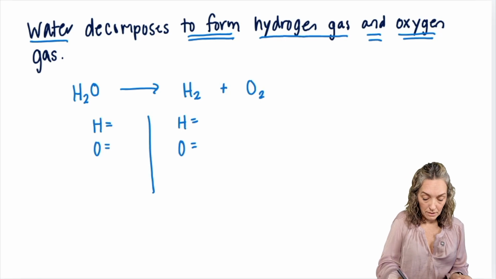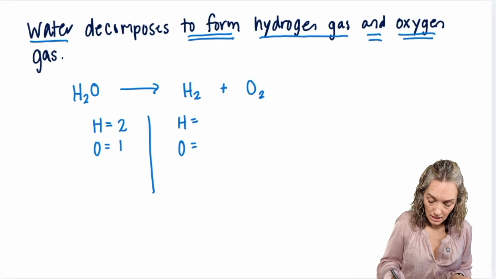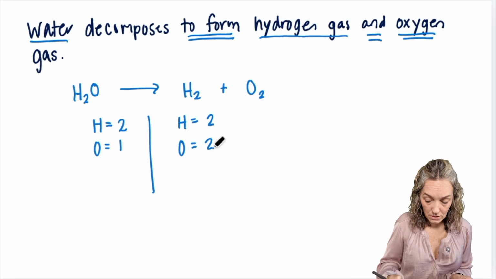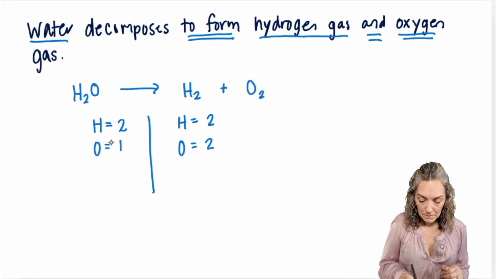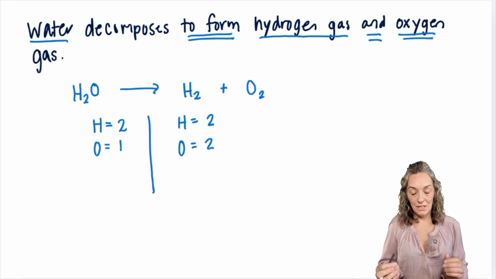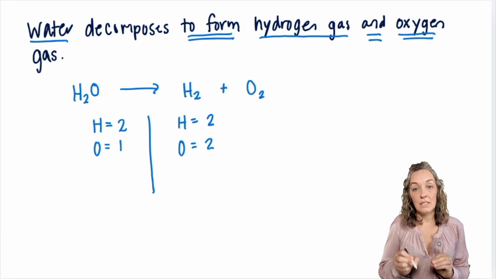I'm going to start by counting my atoms that go in. On the reactant side, I have 2 hydrogens and 1 oxygen. On the product side, I have 2 hydrogens and 2 oxygens. So we can't create or destroy matter, so we have a problem here. One of our oxygens seems to have appeared out of nowhere. So we know that can't happen. The only way to fix it at this point is to fix it with coefficients.